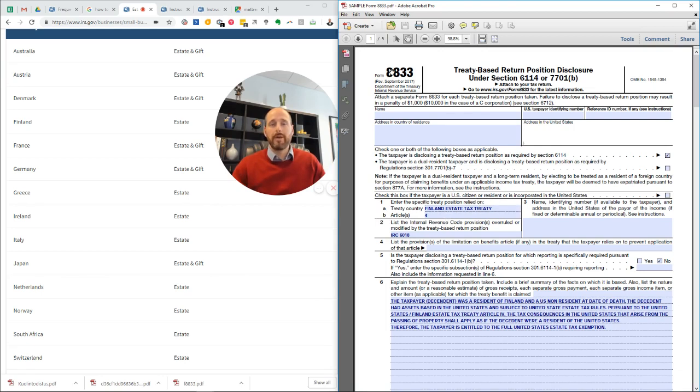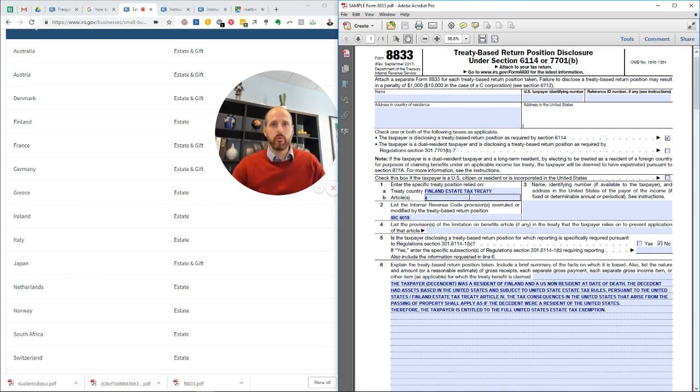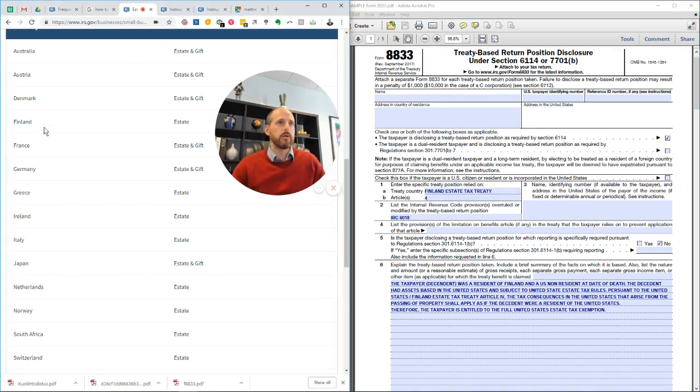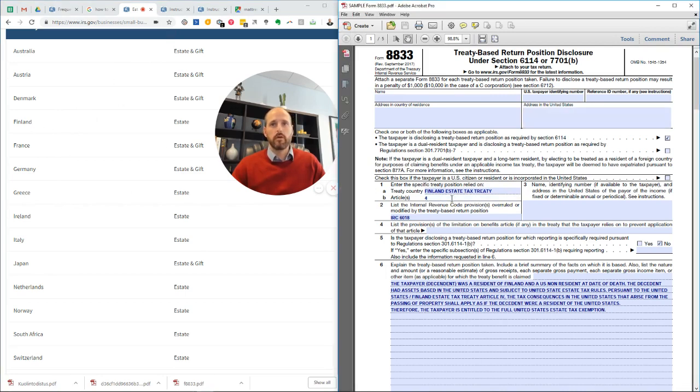So you file form 8833 and you attach it to the 706 NA filing that you're doing. And with this form, you need to look at the actual treaty and see which article applies. So for the Finland tax treaty it is Article 4, and basically you say the taxpayer was a resident of Finland and a U.S. non-resident at the date of death. The decedent had assets based in the United States subject to the estate tax rules pursuant to the tax treaty, Article 4. The consequences that arise from the passing shall apply as if the decedent were a resident of the United States. Therefore, this person gets an exemption of $5.4 million instead of just $60,000.